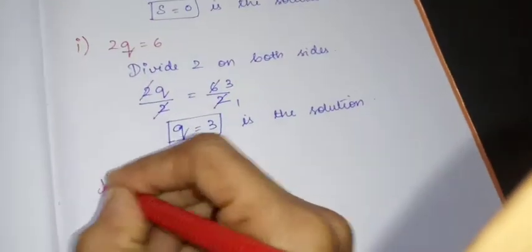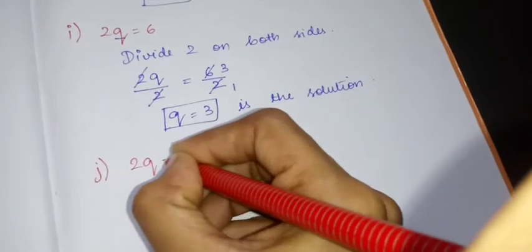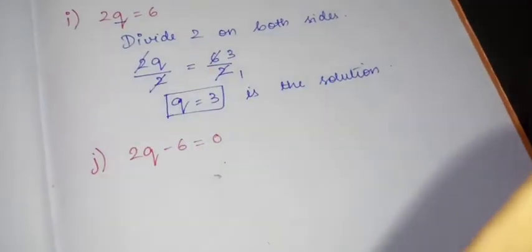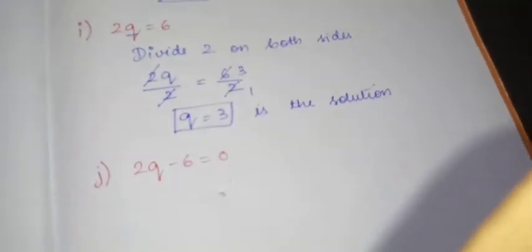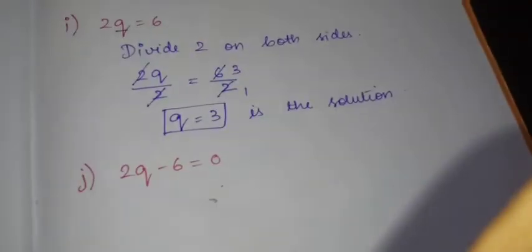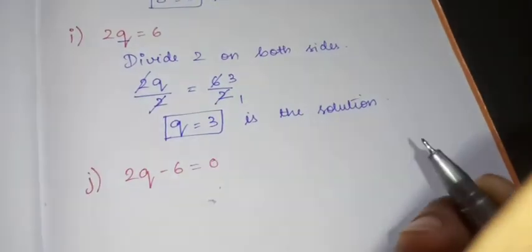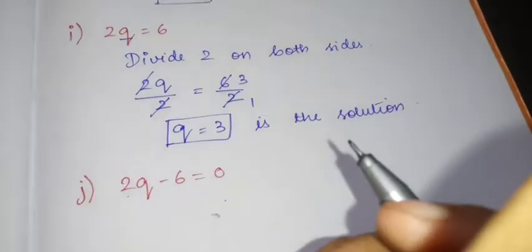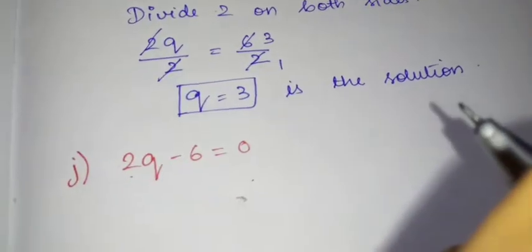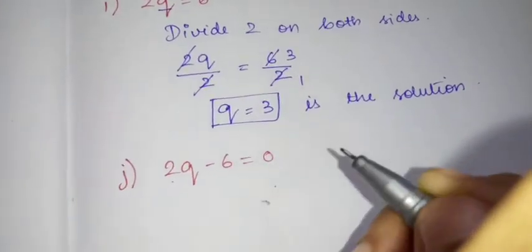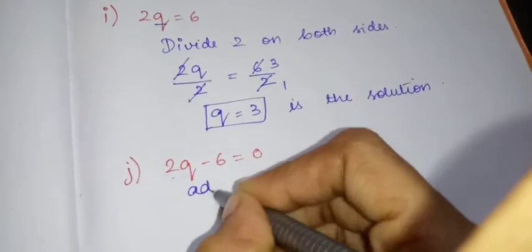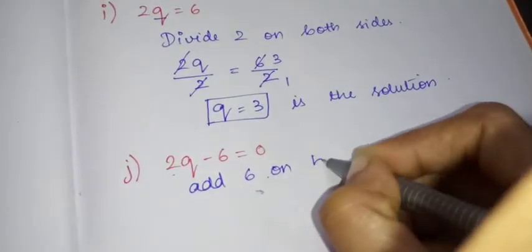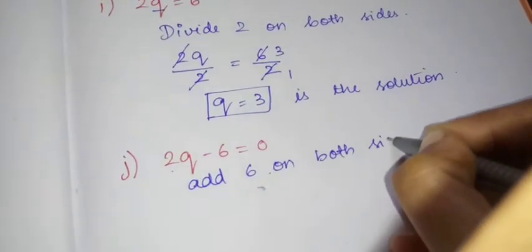Okay, next J. 2q minus 6 is equal to 0. Is it? So first you should eliminate this minus 6, then the multiplication of 2. So what will you do to eliminate this minus 6? Add 6 on both sides.